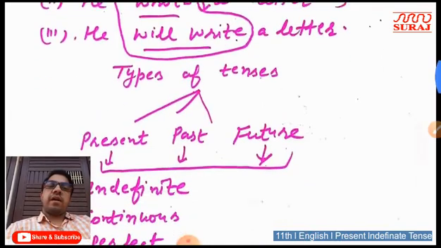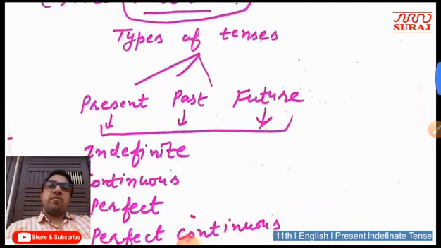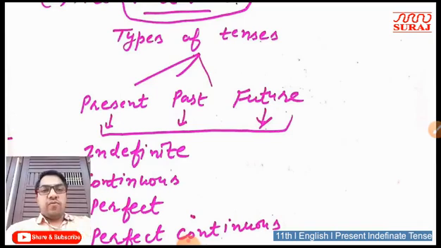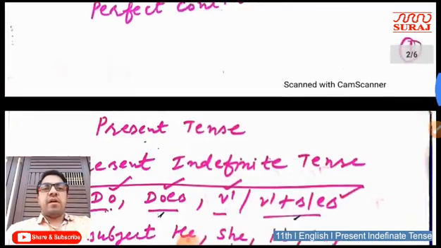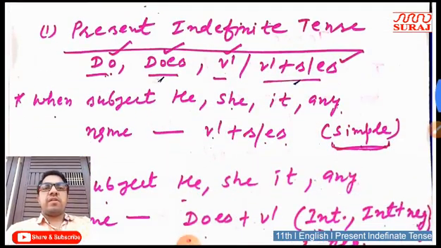And after that I taught you about types of tenses. You know very well that we can divide tense into 3 parts: present, past and future. And after that I taught you that each tense can be divided into 4 parts: indefinite, continuous, perfect and perfect continuous. After that we have discussed present indefinite tense.